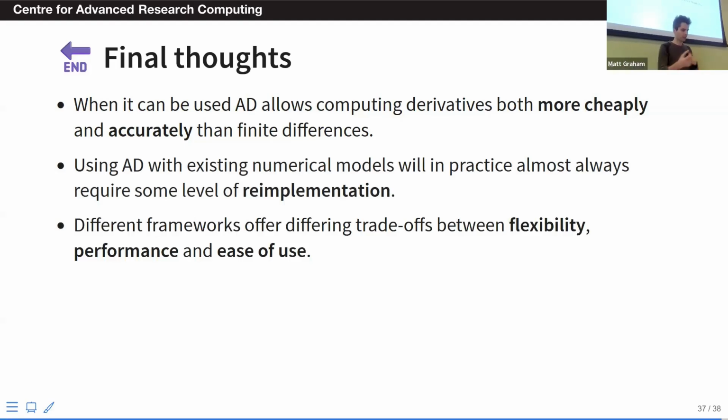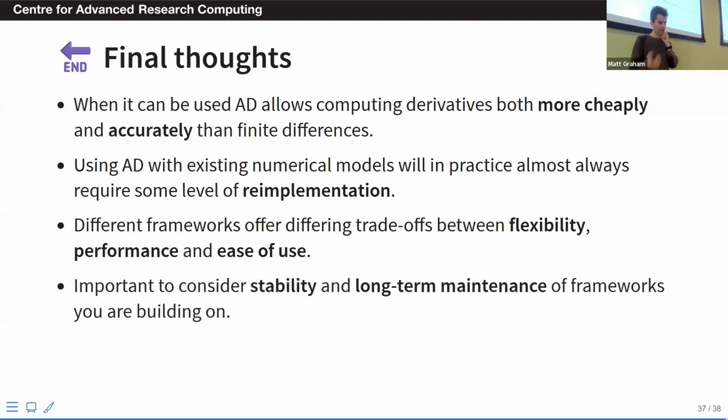All of these different frameworks have very different trade-offs along these different axes. And as I said, I would not just think about the performance axis, but also about flexibility and ease of use. And a really key point is trying to both use tools that are going to have long-term maintenance, and also, the flip side of that, if you're using tools, thinking about contributing back to them so that they do remain stable in the longer term.